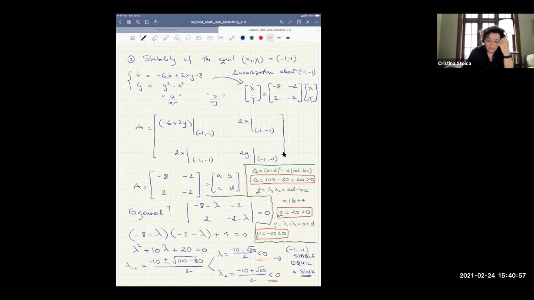In other words, we take this vector field, this f and g, and we say, look, these two functions near minus 1, minus 1 are almost like this, because it's coming from a Taylor series where we ignore terms of order 2 and higher. And then we just say that close to that point, what is happening is like that. Okay, so this is it for today.